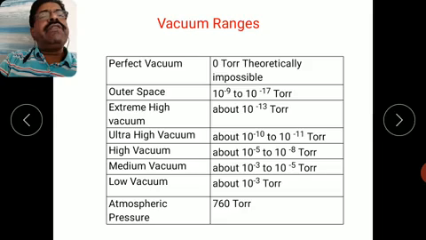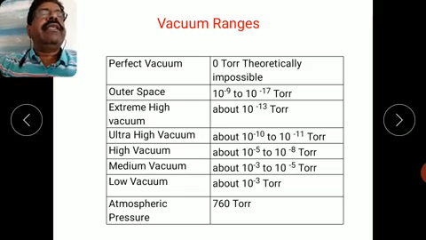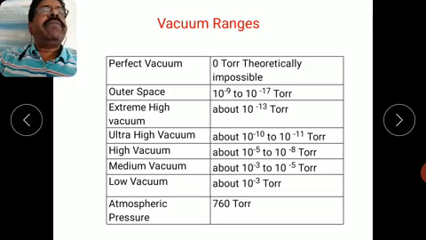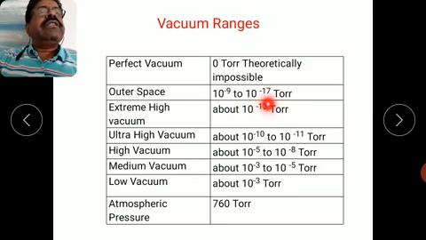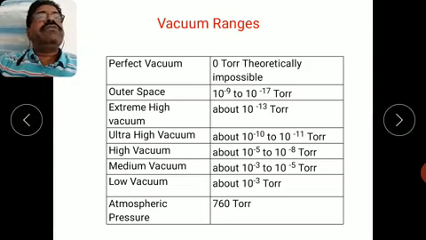After our atmospheric layer surrounding the earth, the gas layer will become thinner and thinner. So fewer gas molecules will be there, and therefore the pressure will be low. So it is also a vacuum, you can say. For outer space, you can consider the level to be 10 raised to minus 9 to 10 raised to minus 17 torr. And the perfect vacuum is a very ideal condition, theoretically, which is very impossible.